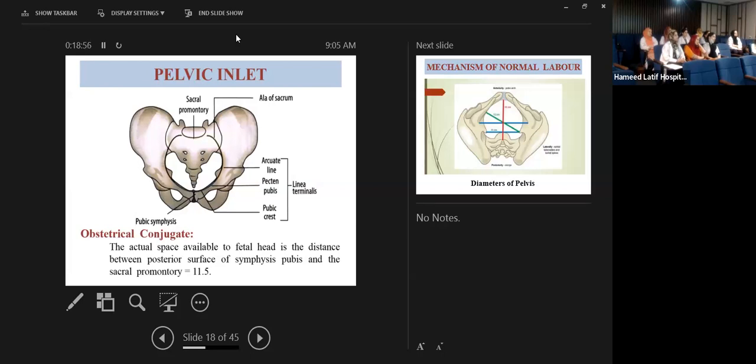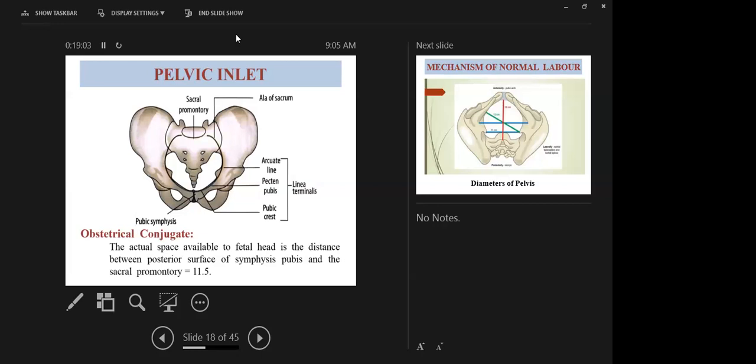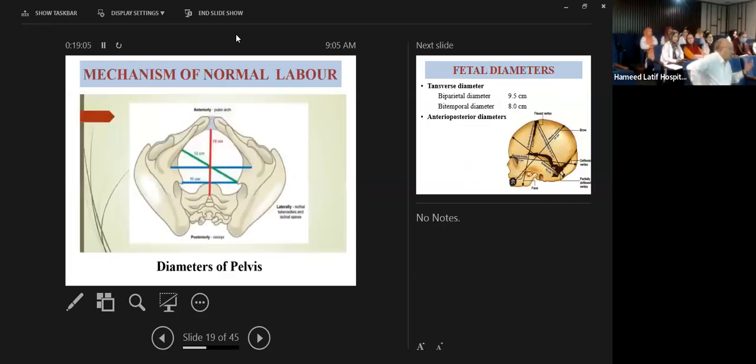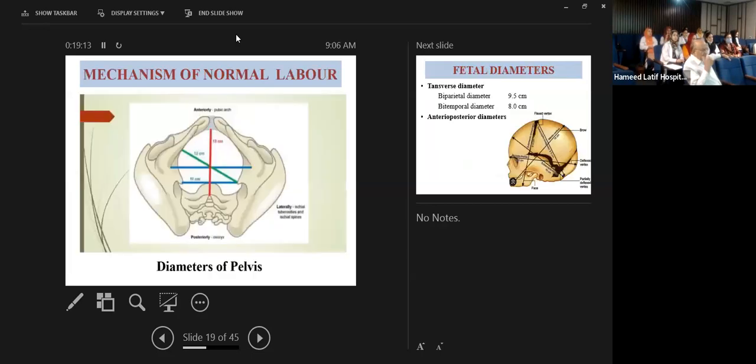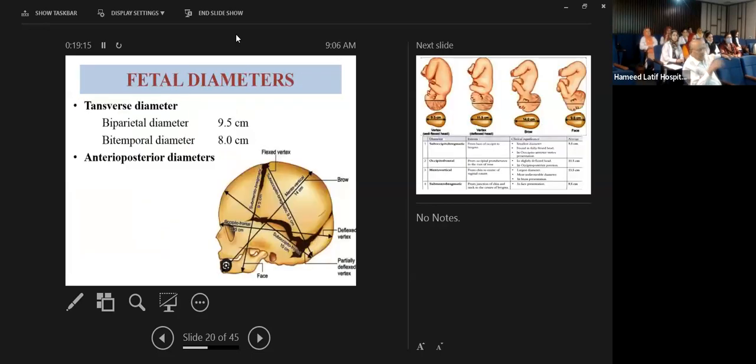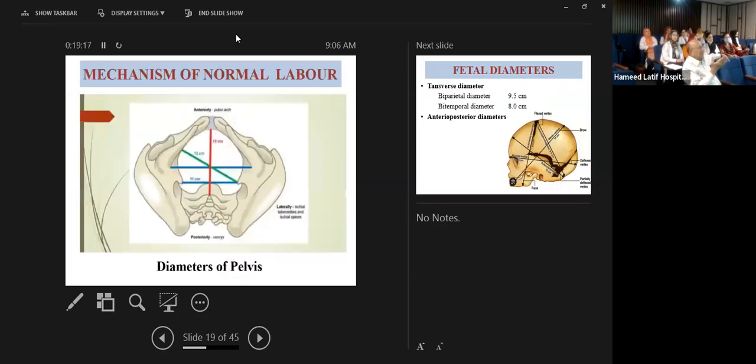You measure that distance, you should know that, and also the distance between your knuckles. The conjugates are the diagonal conjugate, the true conjugate, and the obstetrical conjugate. Now, this is the outlet. You see, it is 13 centimeters and 11 centimeters.